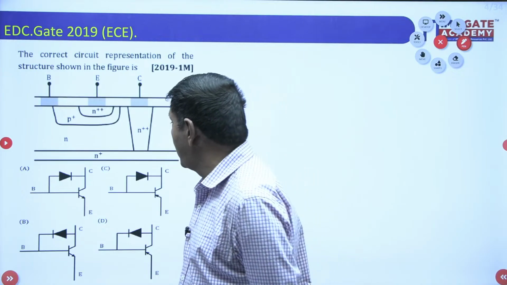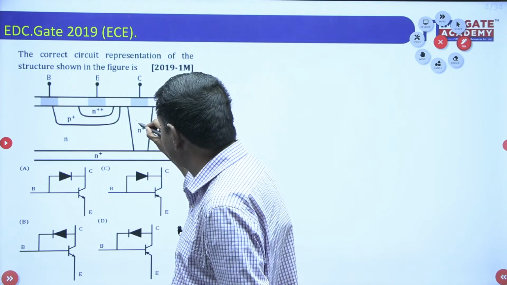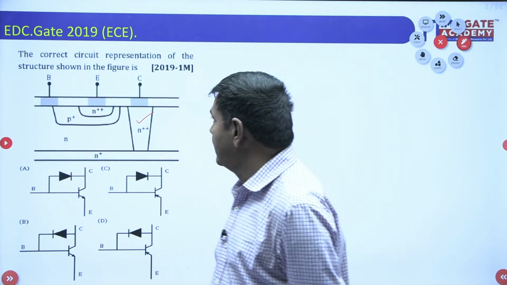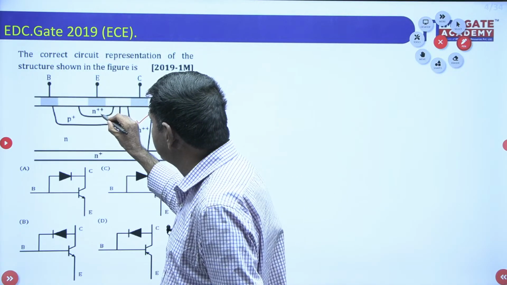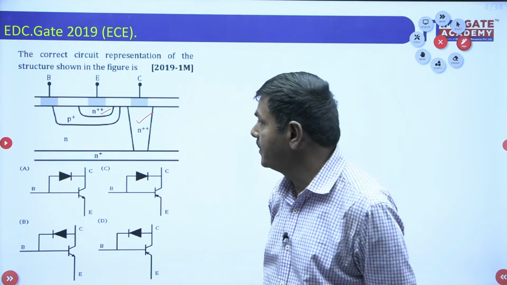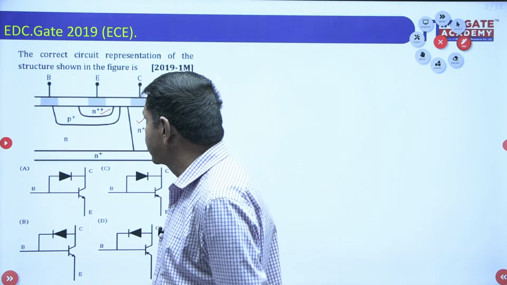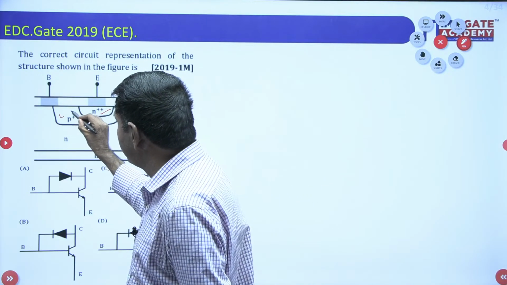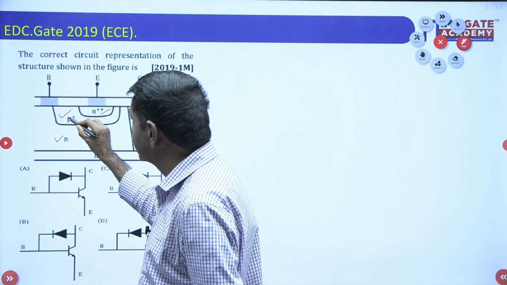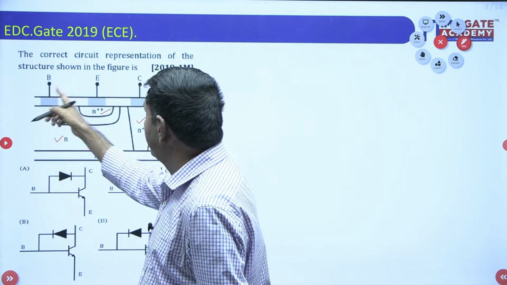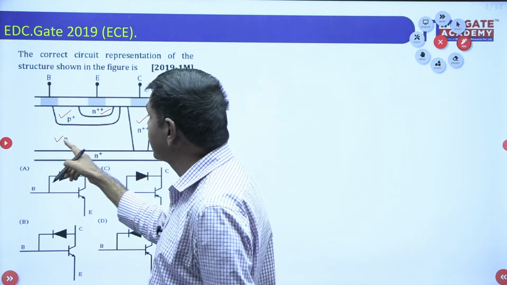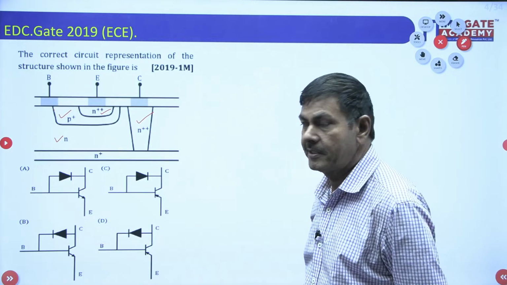In this structure, the collector is given with N double plus, an N-type semiconductor. The emitter is heavily doped, N double plus, also an N-type extrinsic semiconductor. What about the base? The base is P, existing between the two N regions. Base and emitter are P and N; collector and base are also P and N. You can identify from that.